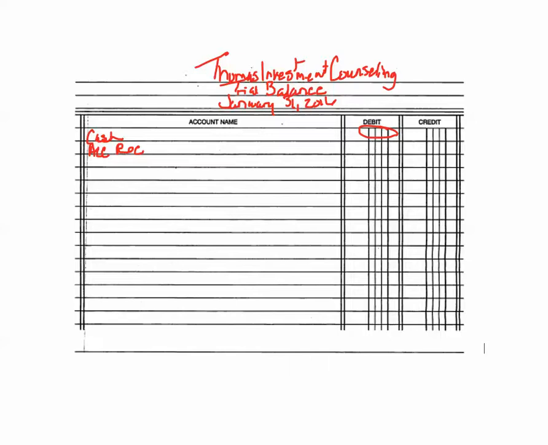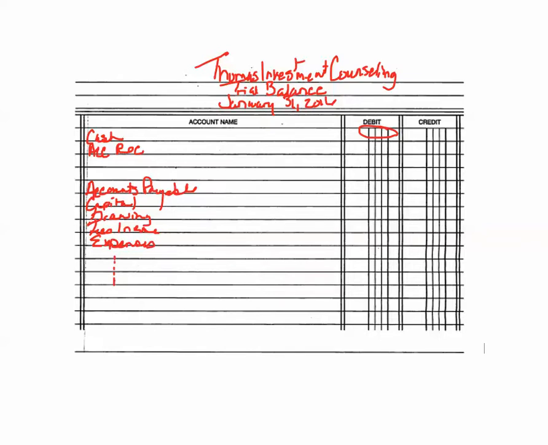Next, you have your liabilities. So accounts payable. And then you have your capital accounts, starting with your capital and then your drawing. And then you follow that with your fees income, your revenue. And then your expenses. There's usually a few.